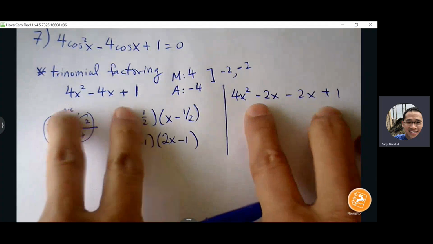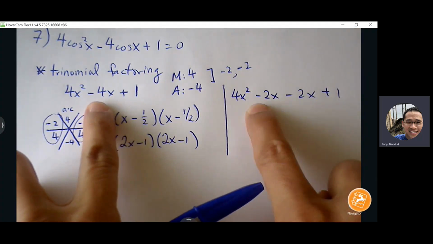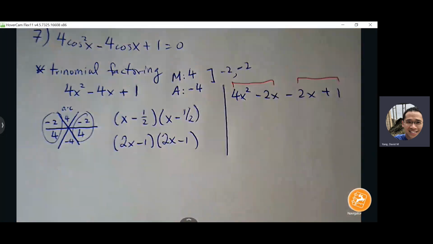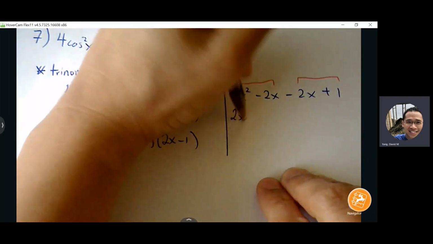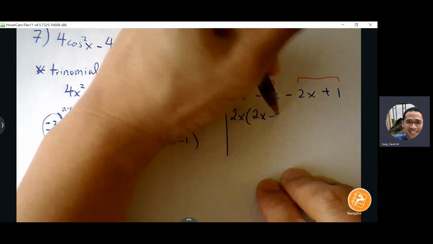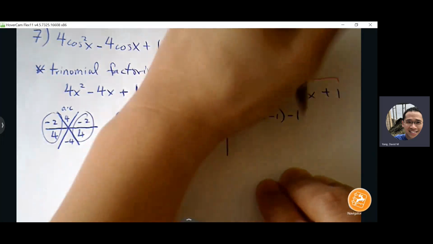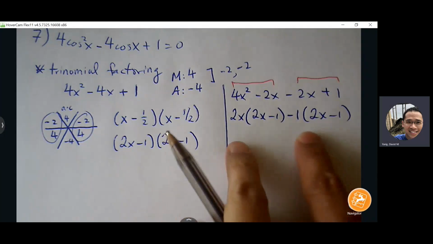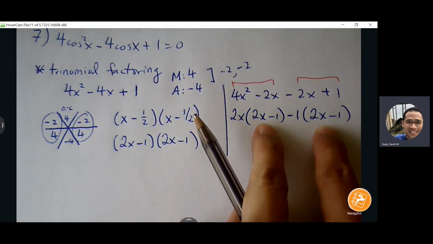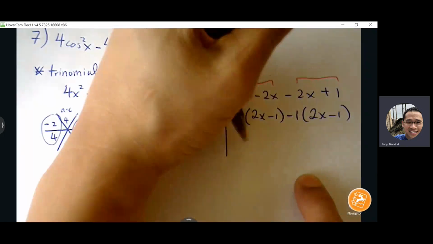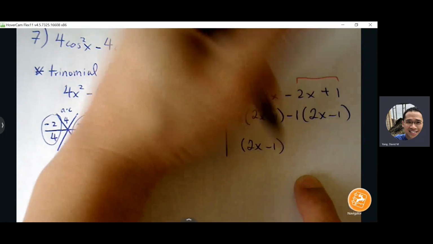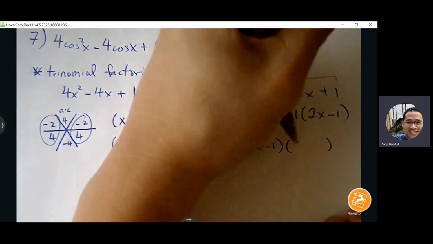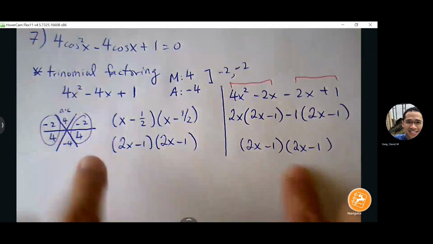So I'm just rewriting my expression, just replacing that middle term. And here I can focus my attention on GCF. GCF is 2x. I'm left with 2x minus 1. GCF is negative 1 here, 2x minus 1. And then I have shared parentheses, so that shared parentheses gets pulled out. And then the terms that are not in a set of parentheses get their own set of parentheses.